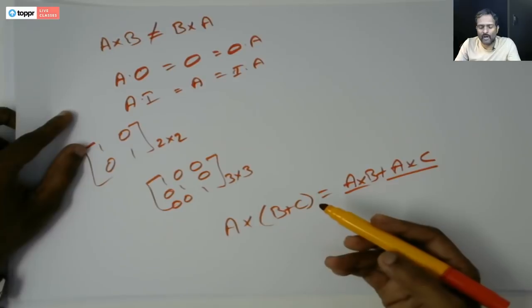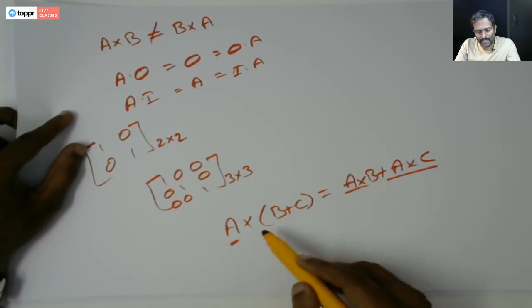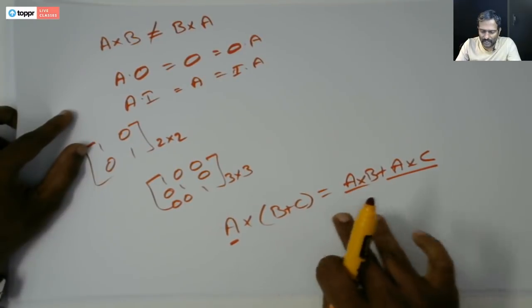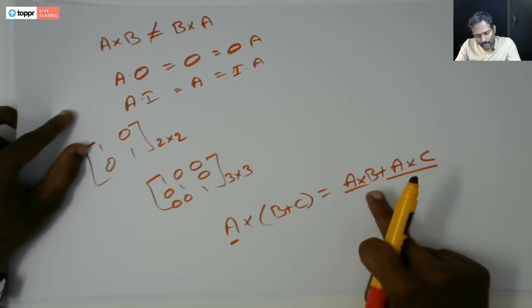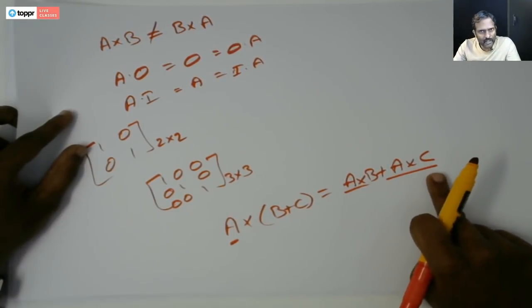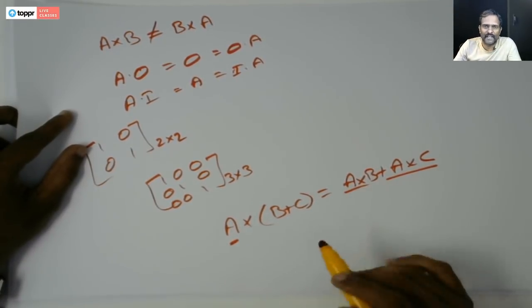That is, the number of columns of the first matrix A is equal to the number of rows in the sum of these two matrices. In the same way, the number of columns in A should be equal to the number of rows in B. The number of columns in A should be equal to the number of rows in C. Then only this product is defined.